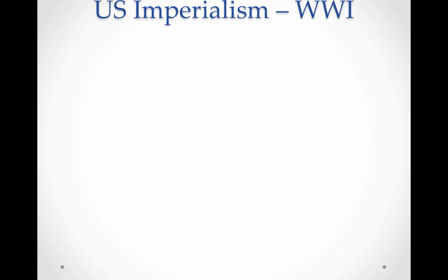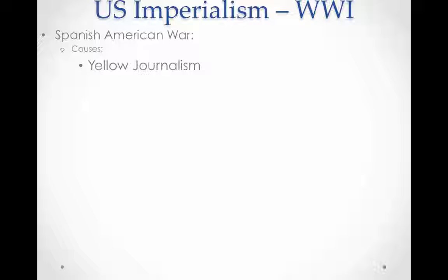All right, let's jump on over to our last topic, U.S. imperialism through World War I. So we have the Spanish-American War. Some causes of that include yellow journalism, which is the exaggeration of stories to sell newspapers. Be able to identify Hearst and Pulitzer. There were two competing newspaper owners who tried to outsell each other.